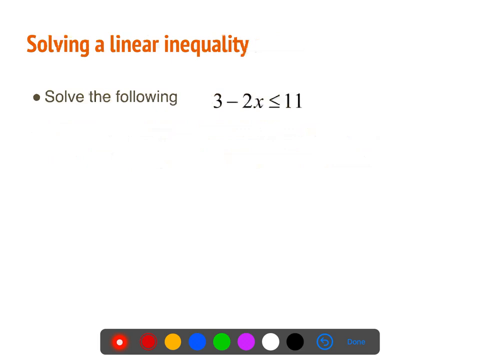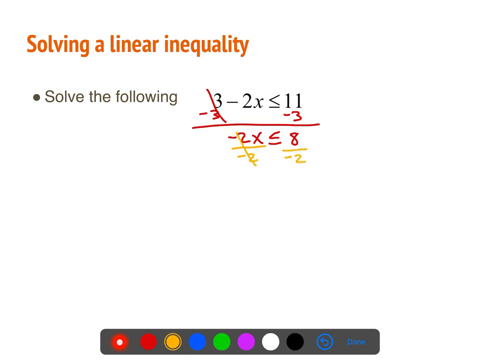So let's practice. I have 3 minus 2x is less than or equal to 11. If that was an equal sign in there, I would just start by trying to get x by himself, which means I would subtract 3 from both sides. The addition property. And I'm going to divide by negative 2 on both sides.